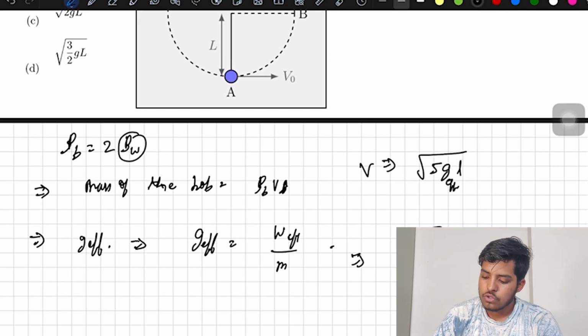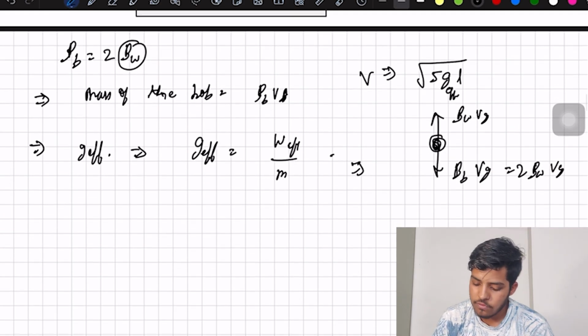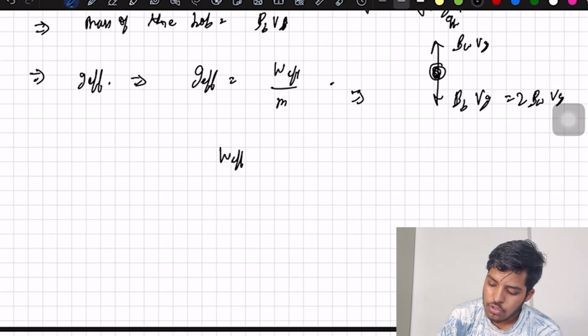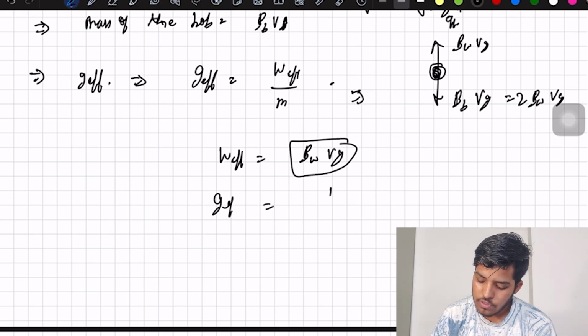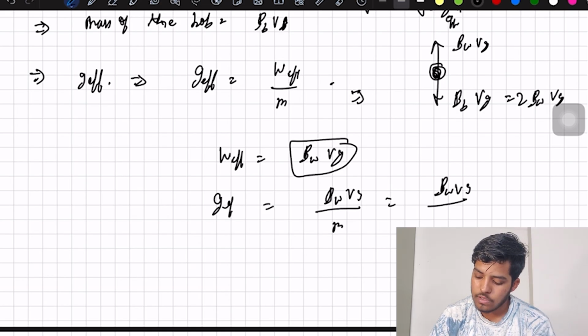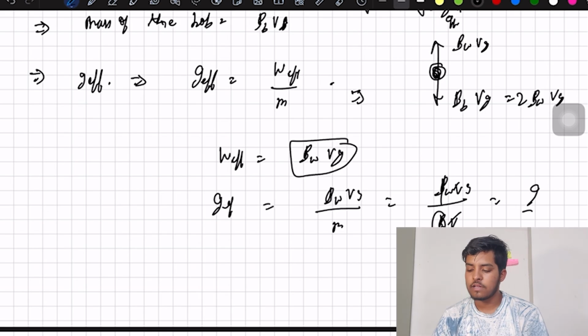And from this, w effective, suppose this is the body, right? So upward is rho w Vg, downward is rho b Vg, and it is 2 times rho w Vg as the density of the fluid. So effective weight equals rho w Vg. This is the effective weight. Now for g effective, rho w Vg upon mass. Mass can be written as rho b V, and this is 2 rho w. So rho w cancelled, so it equals g by 2. So g effective equals g by 2.